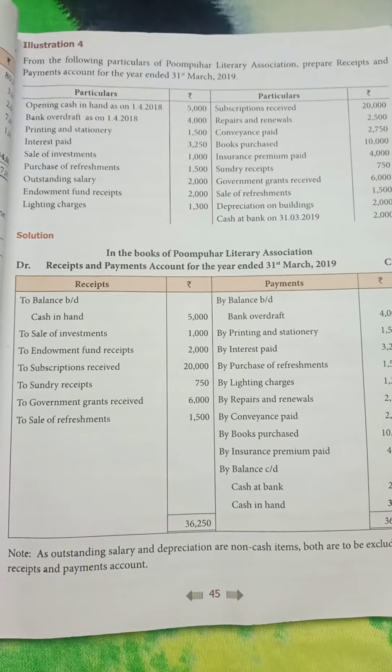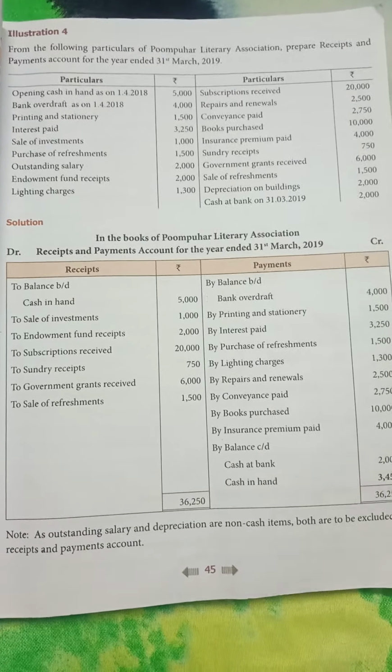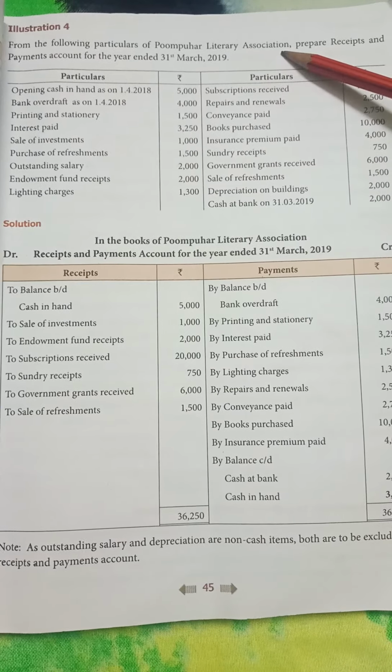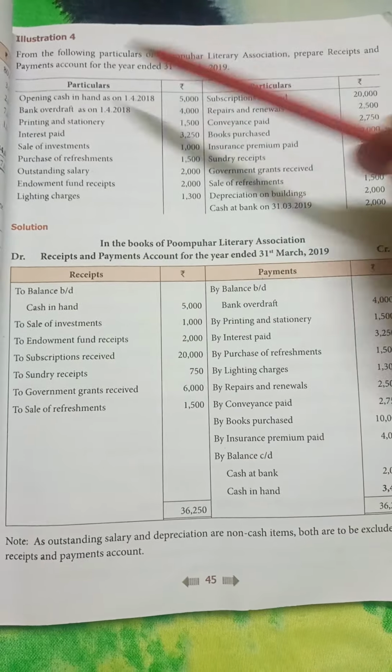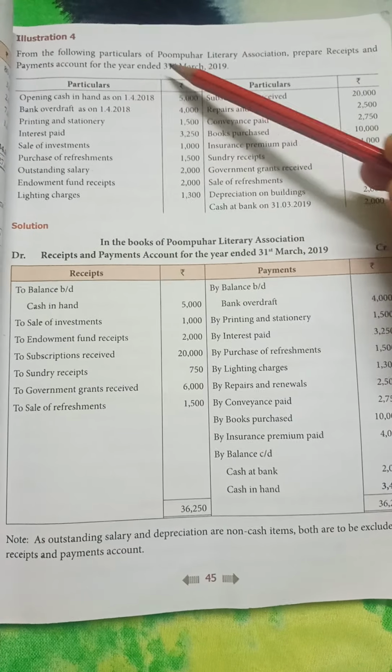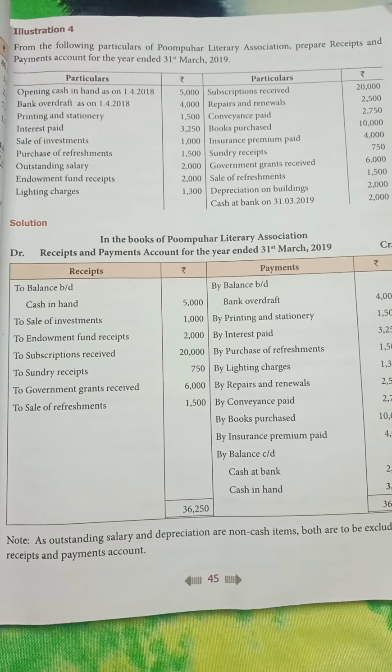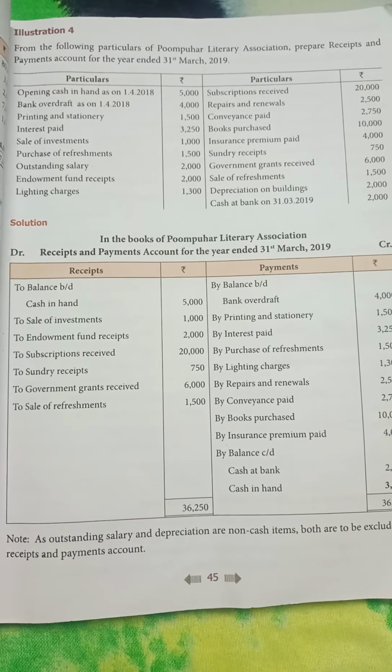Illustration 4. So here, chapter 2, illustration 4. From the following particulars of Poombuhar Literary Association, prepare the receipts and payments account for the year ended 31st March 2019. So here again we need to prepare the receipts and payments account.